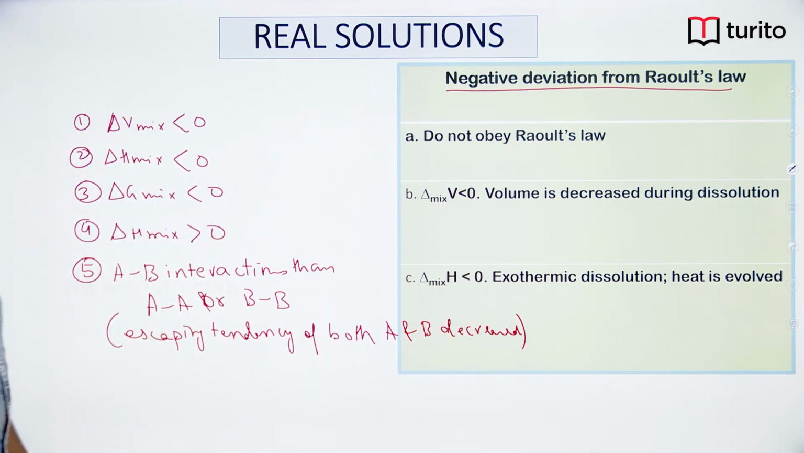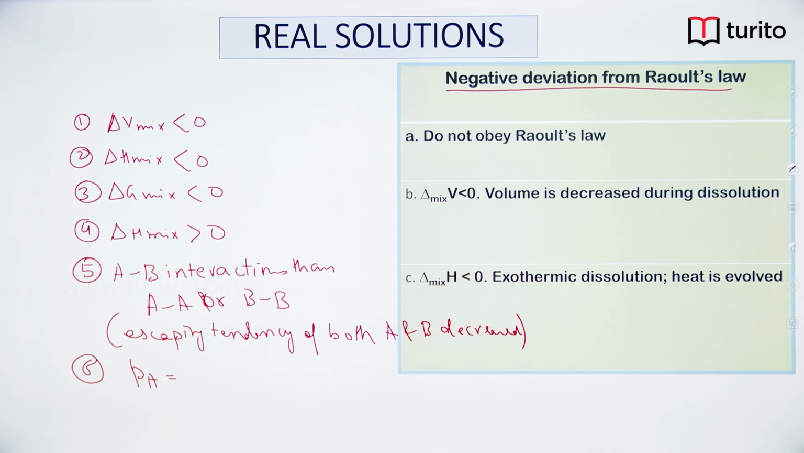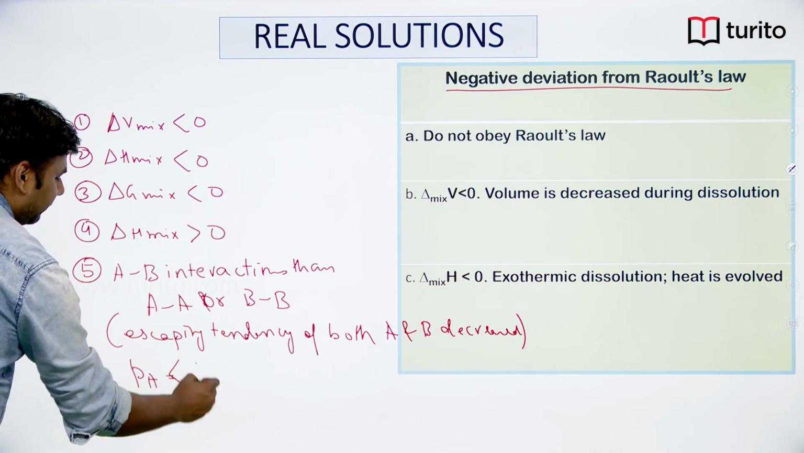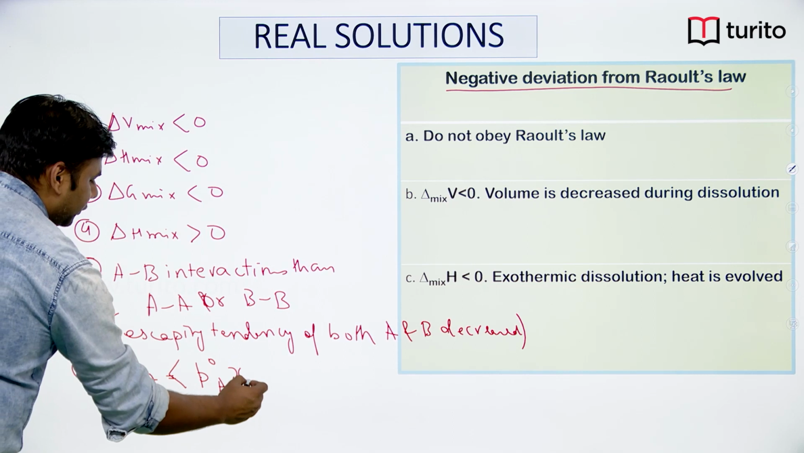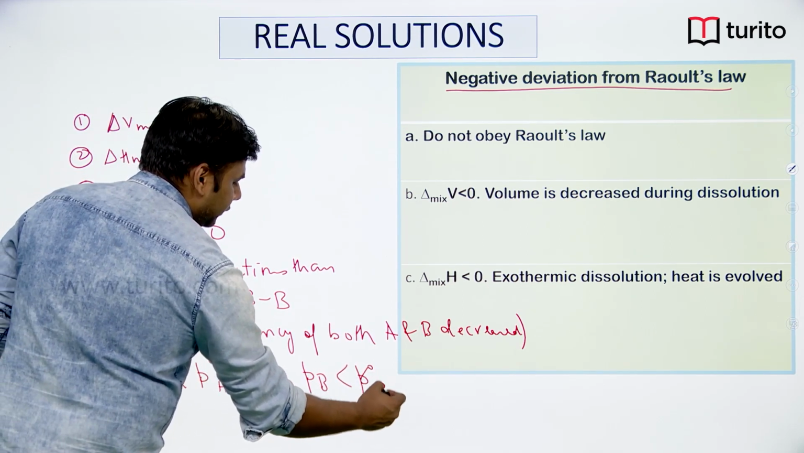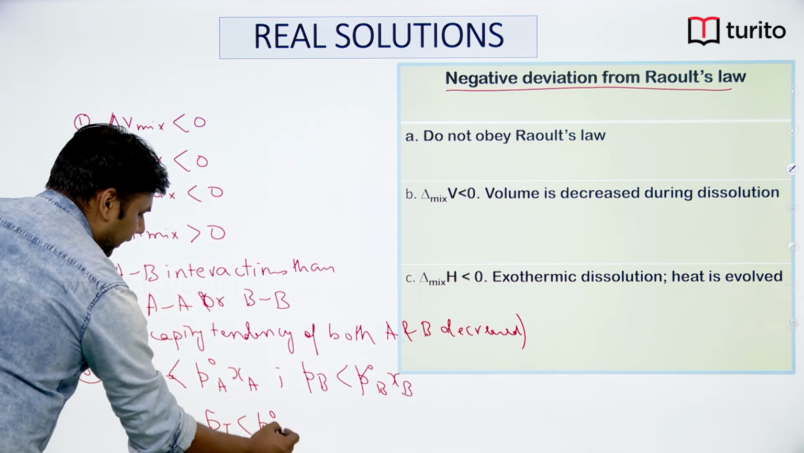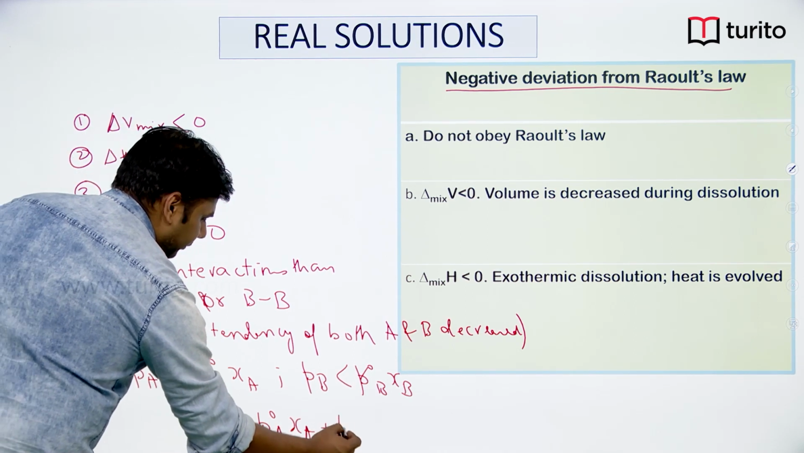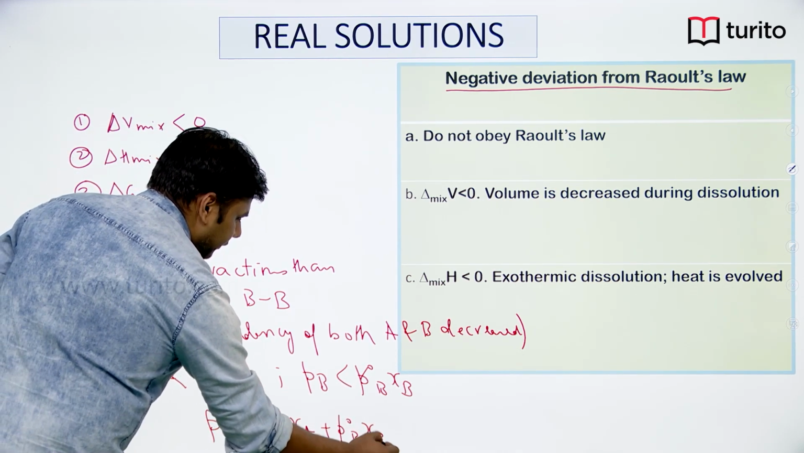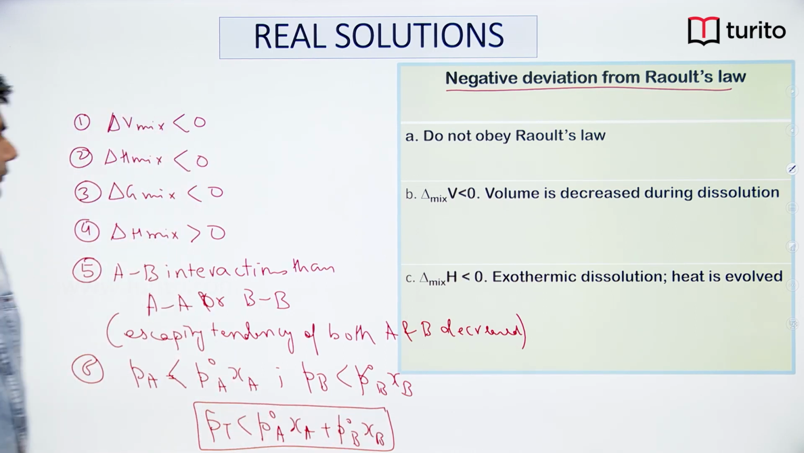Okay, hope this is clear to you. So we'll say that in this case, the partial pressure of A expected by the Raoult's law should be P naught A into XA, but this would be less than P naught A XA, because the escaping tendency has decreased. PB would be less than P naught B into XB. So we'll say that the total pressure is also less than P naught A XA plus P naught B XB. Okay, so just write it down quickly. Hope this is clear to everyone.